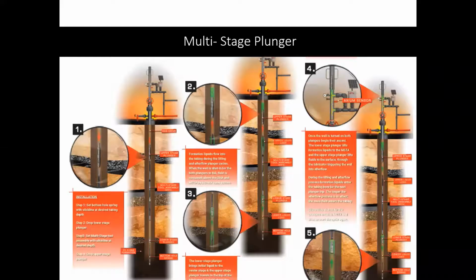So getting more into multi-stage, this is if we're at the bottom of the life cycle of the well. Multi-stage plunger lift is designed to stage fluid into two sections. The stage tool is set 40 to 60% into the tubing string.